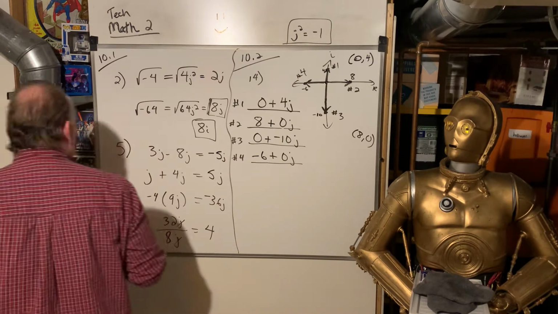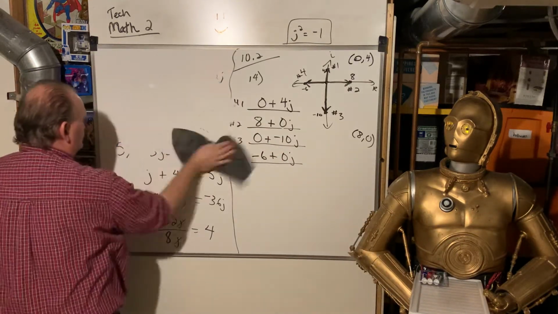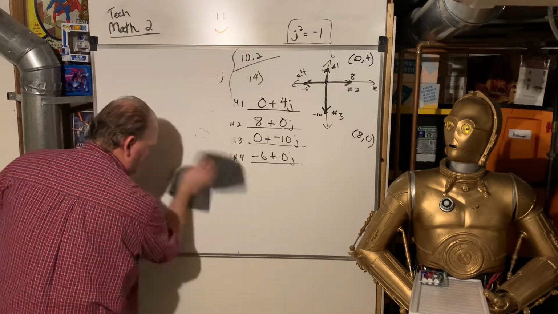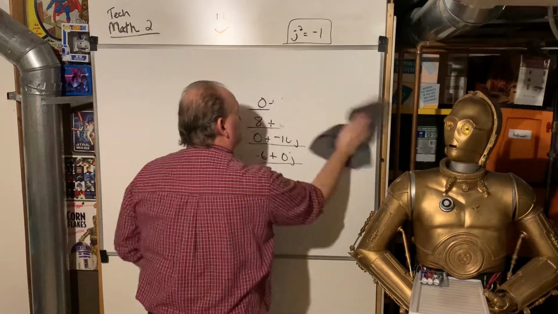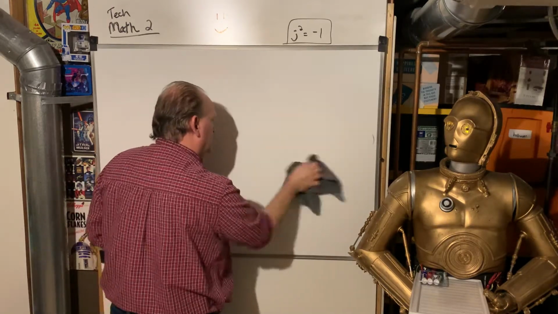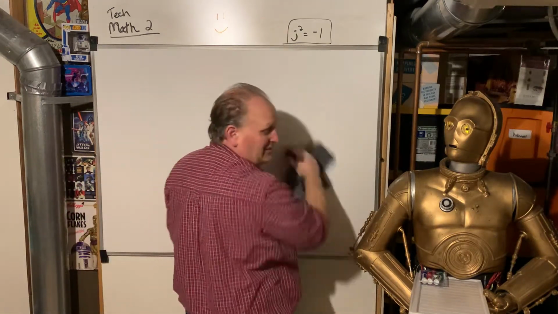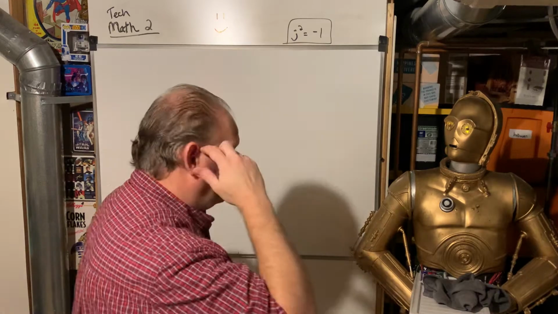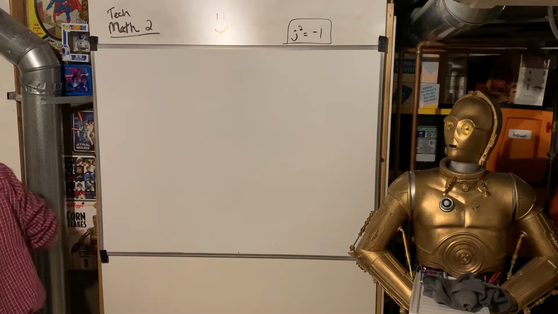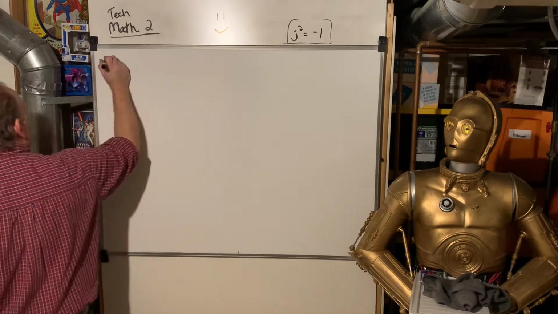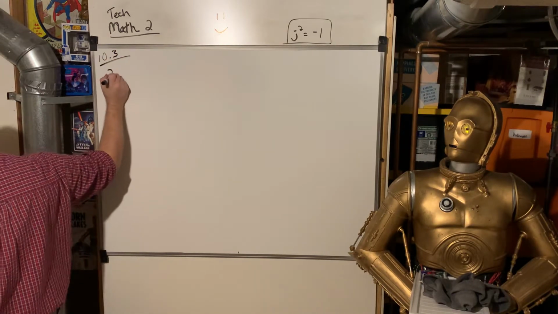So let's look at 10.3. Conceptually, this is a little tough to get your head around, but in actually working it, what you have to do is pretty basic stuff that should be like review for you. So take a look at 10.3, like number 22.